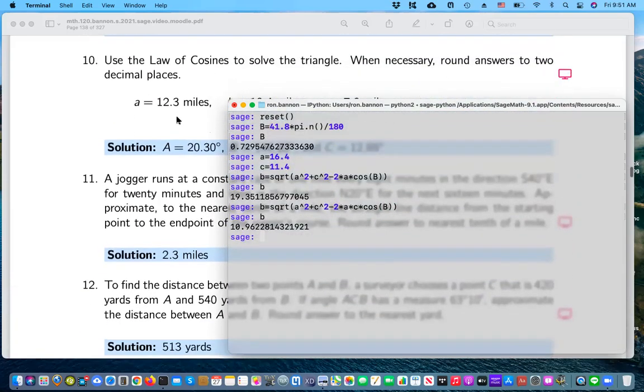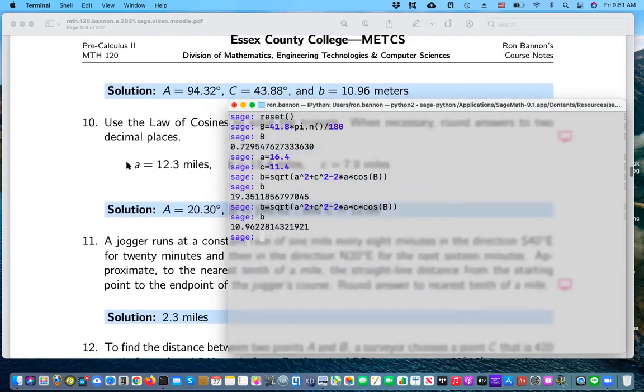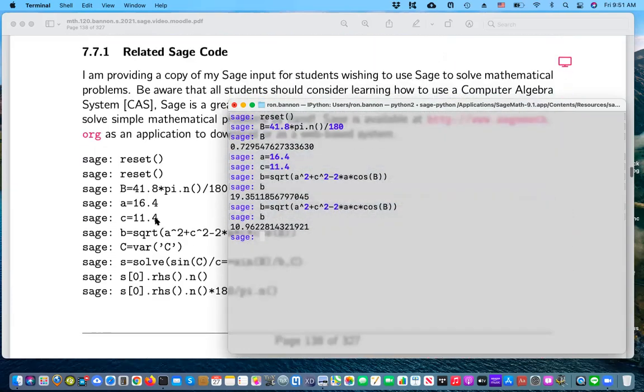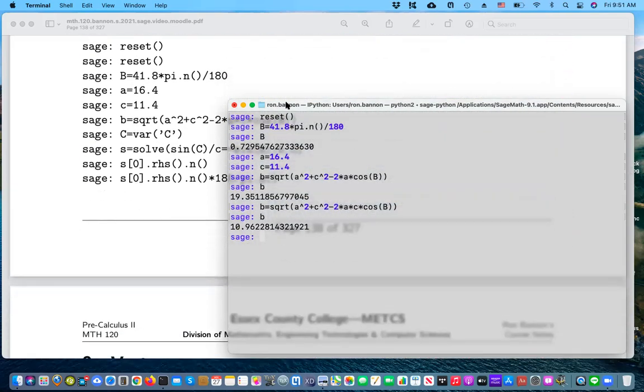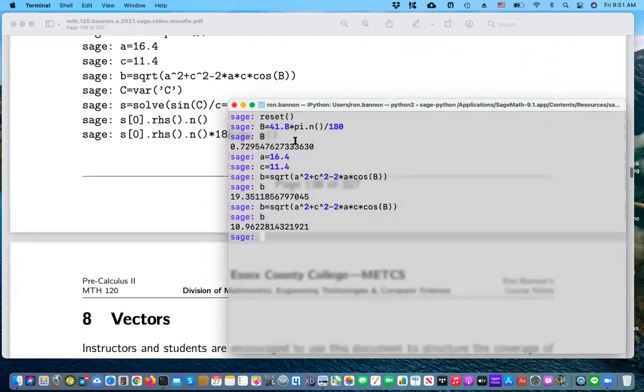You'll learn by working with the key as well. Whoops. What's P? B is 10.96. All right, let's keep going. All right, we corrected our error. And now what I'm going to do is define another variable here. I'm going to define the variable C.